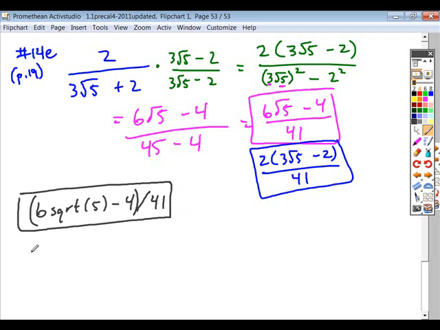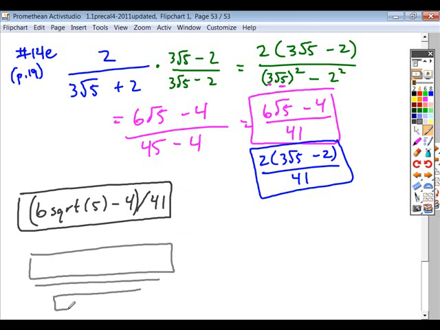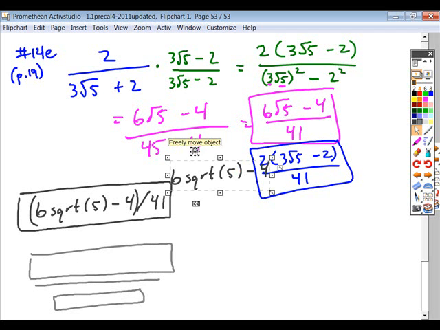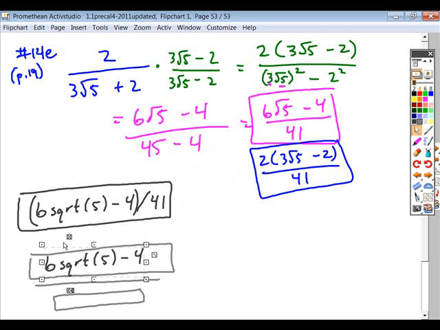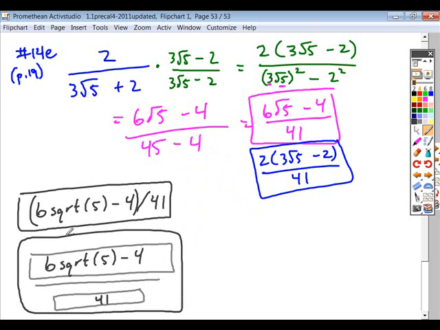If I gave you an entry where I provided one line with a fraction bar and then another, you would wind up with your 6 square root 5 minus 4. You wouldn't need any grouping symbols. And then in the denominator, you could put your 41. So those would be the two possible forms of entering your answer.